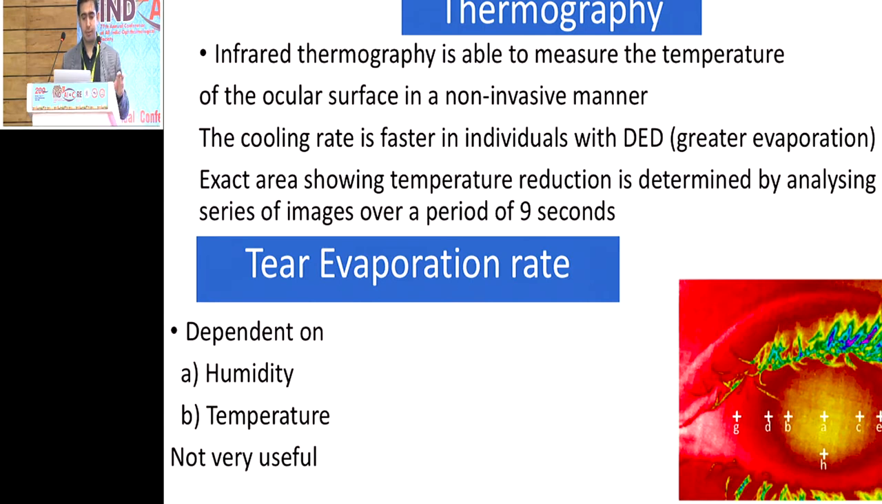Now, thermography is a technique which is used to measure the temperature of the ocular surface in a non-invasive manner by using photographs. So the cooling rate is faster in individuals with dry eye disease. The exact area showing temperature reduction is determined by analyzing a series of images over a period of 9 seconds. Again, not a very practical thing to use in clinical practice, just a mention of this in the report. And tear evaporation rate is again dependent on humidity and temperature, which is very difficult to standardize in our clinical setting.